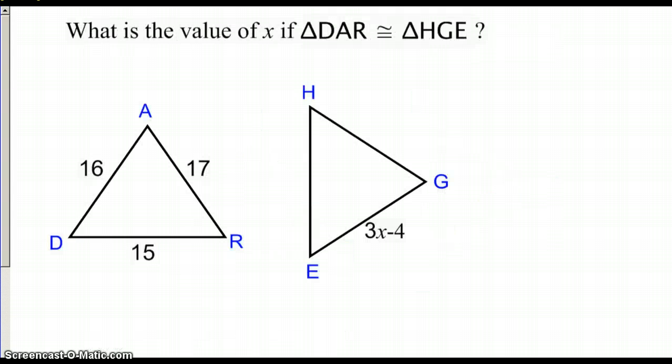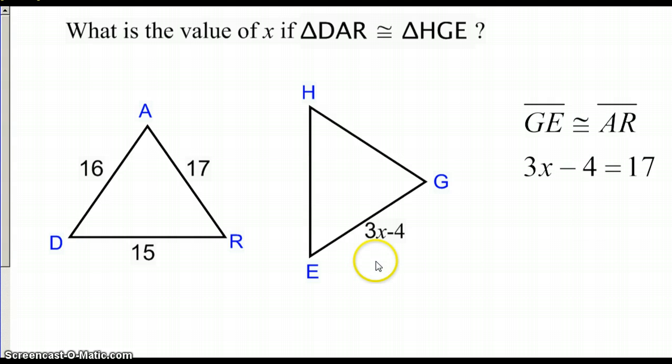Pause the video, take a second, see if you could find the value of X. Instead of trying to guess which side here matches up with which side here, just look at the letters. GE is the same as segment AR. So GE is congruent to AR. So I'm going to say 3x minus 4, which is GE, is equal to AR, which is 17. Solve, add 4, get 21, divide by 3, x is 7.